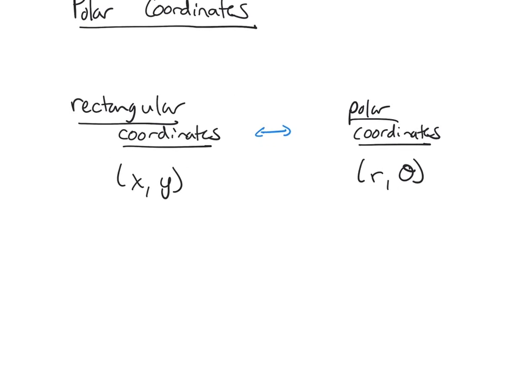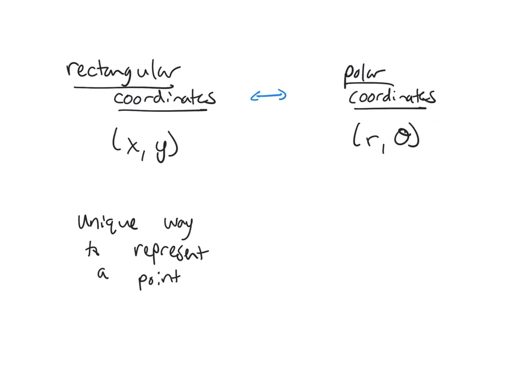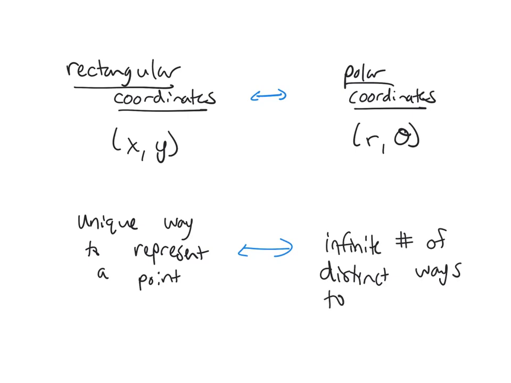And so one thing we should point out is that with rectangular coordinates, there's a unique way to represent a point. There's only one way to write a particular point in rectangular coordinates, but over here in polar coordinates, there's an infinite number of distinct ways to represent a point.